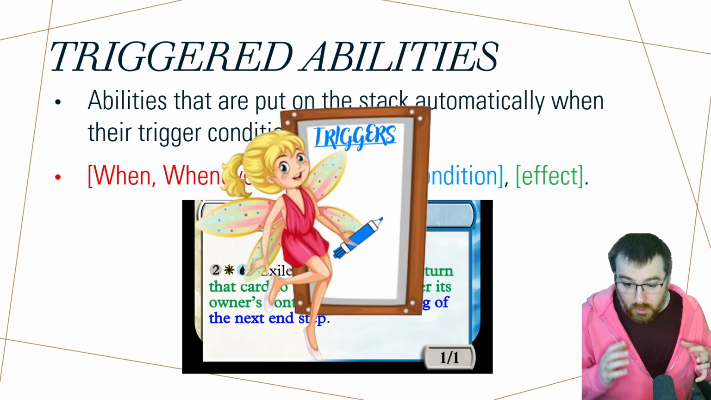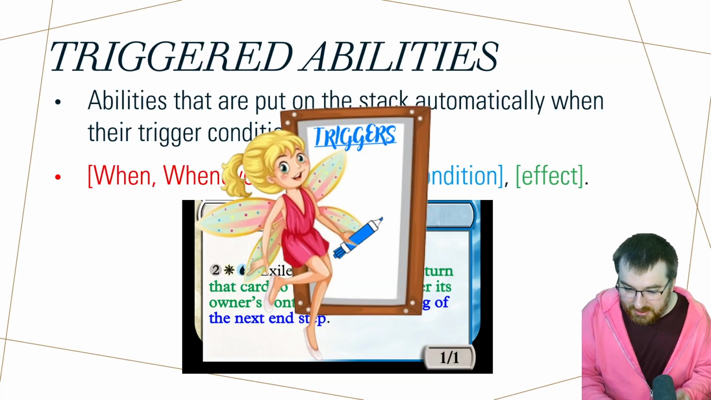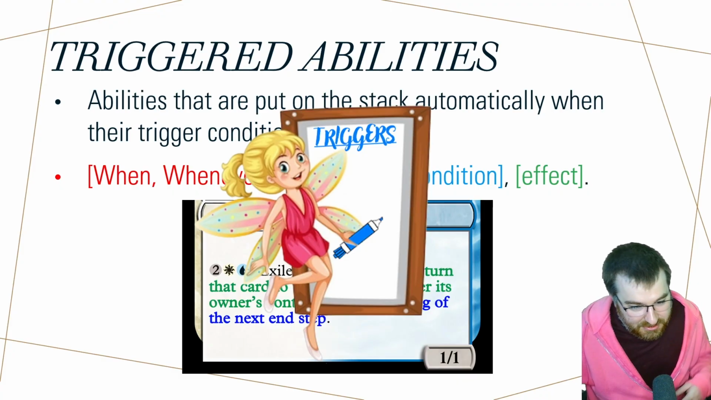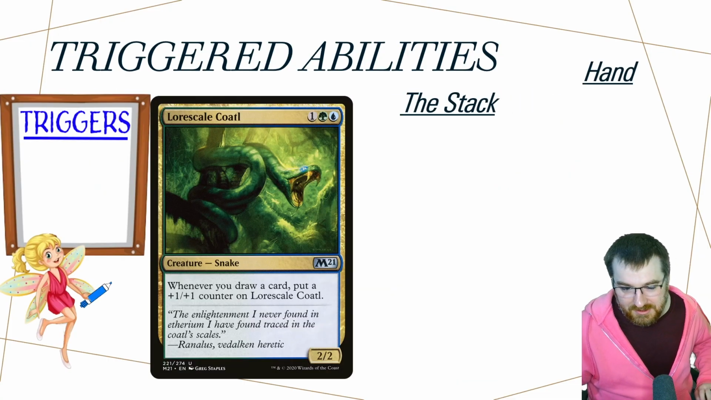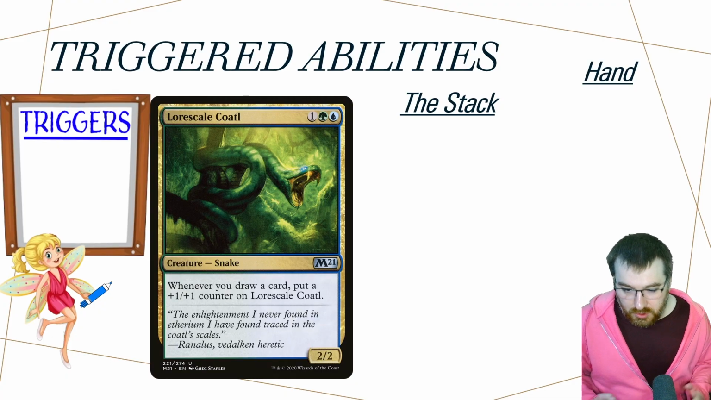And then, at the appropriate time, she moves those triggered abilities from her whiteboard to the stack where they can wait to resolve. So, everybody say, "Thank you, triggered ability fairy." Thank you, Triggered Ability Fairy. All right. So let's look at this in practice, right? Say I control Lore Scale Coatl.